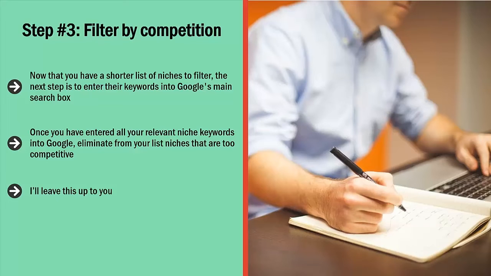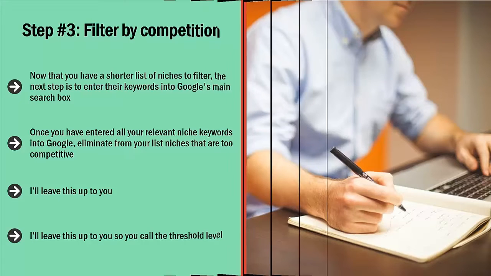Some people are comfortable with a tremendous amount of competition. Other people would like something more manageable. I'll leave this up to you, so you call the threshold level. Maybe you can deal with 1 million pages. Perhaps you are more at ease with 300,000 or fewer pages. Whatever the case may be, apply it uniformly across all the niches you have left on your list.